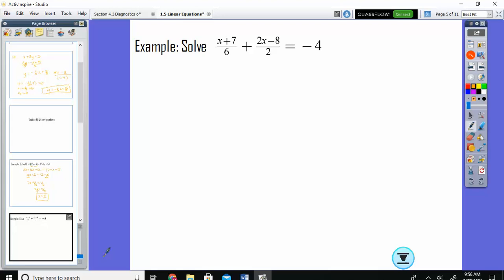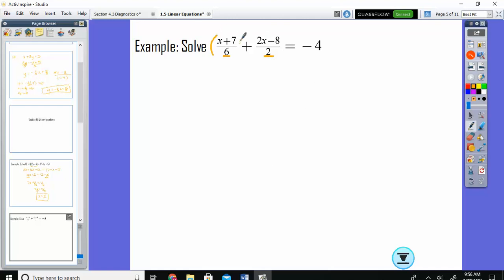We have two options. We can start out by getting rid of all the fractions, or we can deal with them. So do you want to get rid of the fractions or keep them? Get rid of them. Okay. So look at my denominators. 6 and 2. What could I multiply by that would cancel both of those?